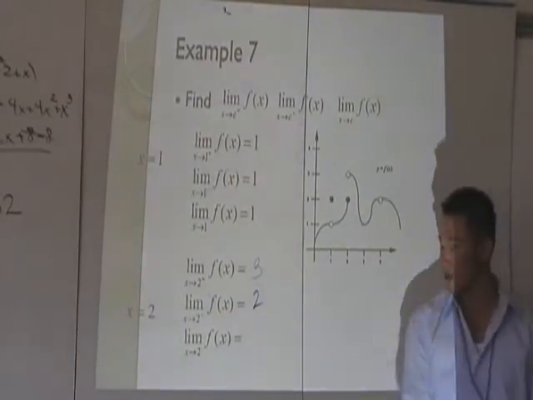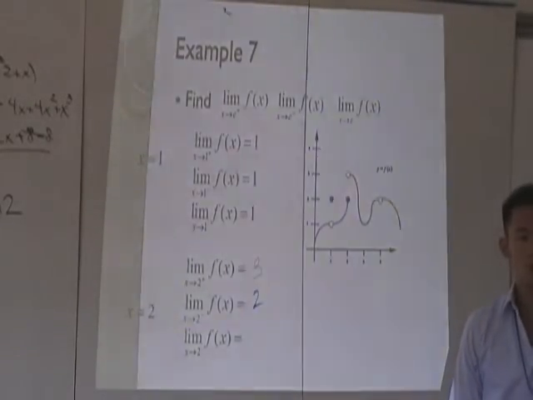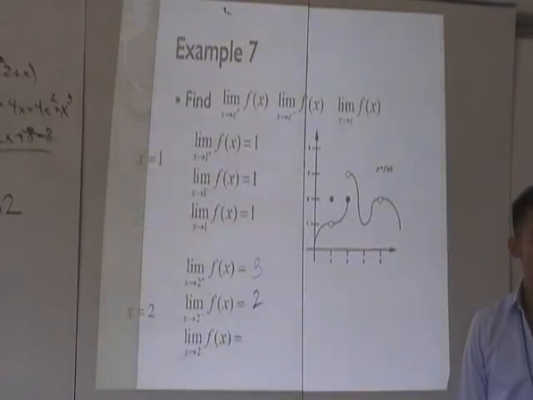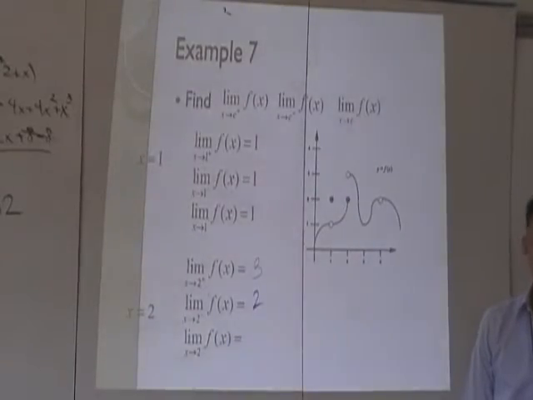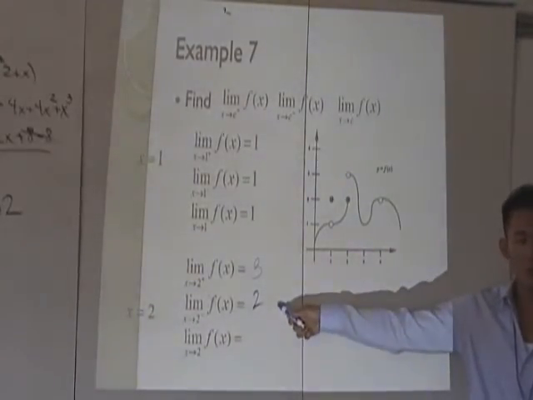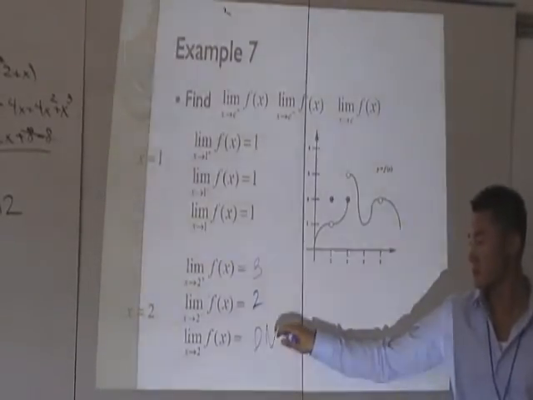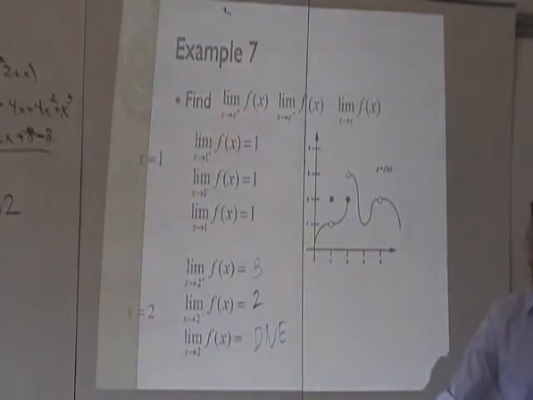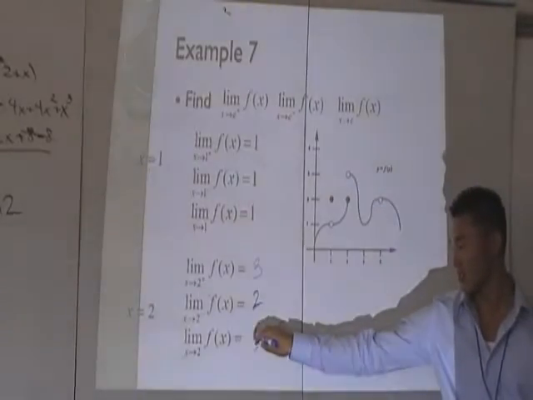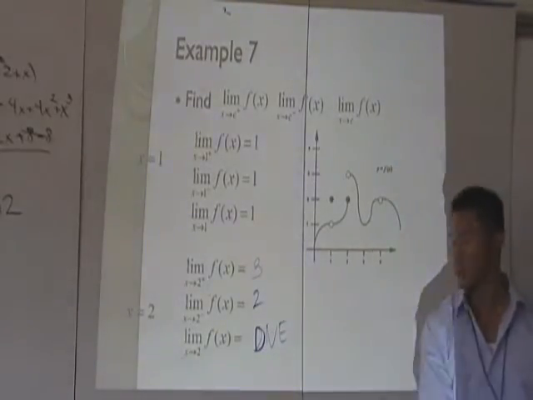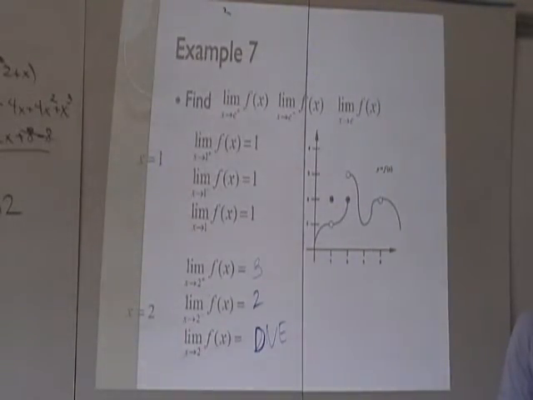And what about the limit of f of x as x approaches 2? Derek, what did you get? 2? Are these two equal? No. Then this doesn't exist. That's a D, not a no. Questions there? Does that make sense? What's that last one say? It does not exist.